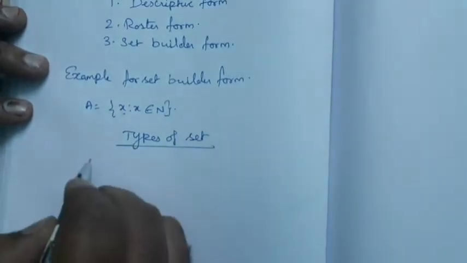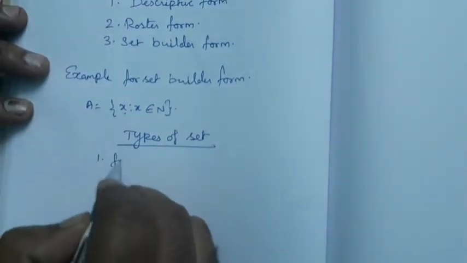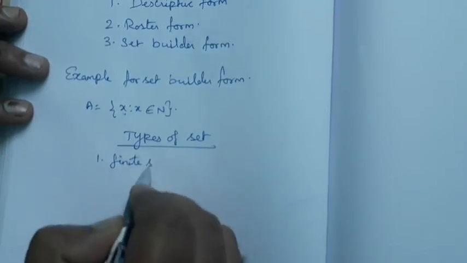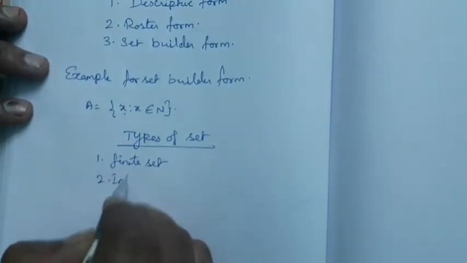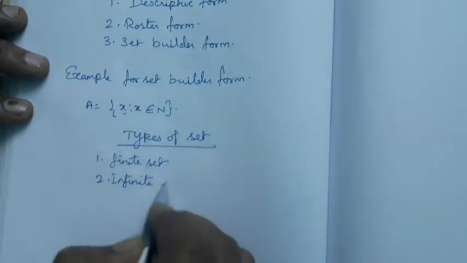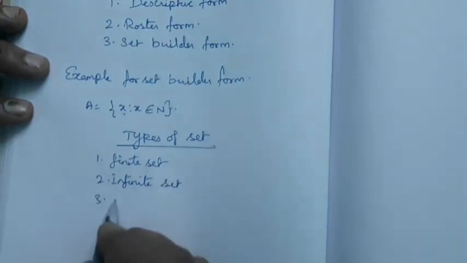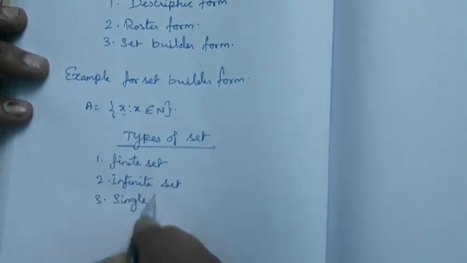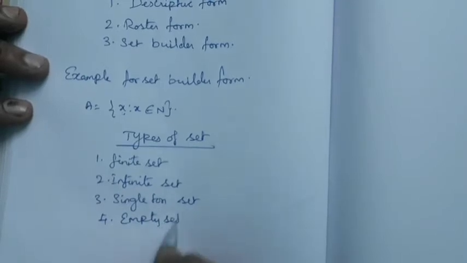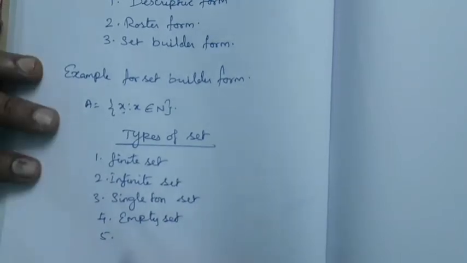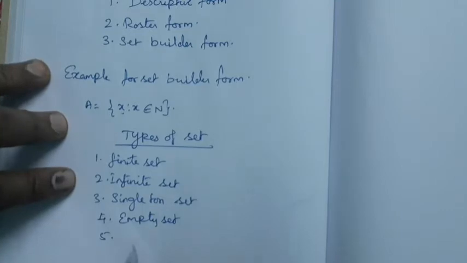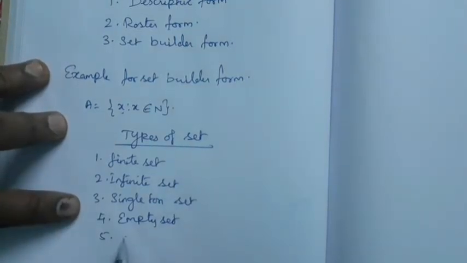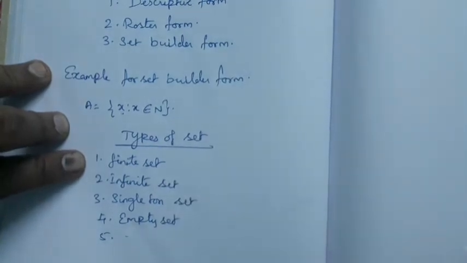We have different kinds of set, like finite set, infinite set. The third one is singleton set. Fourth one is empty set. Then we can see equal set, equivalent set, subsets. We have many different types of sets. We'll quickly move to the main concept.